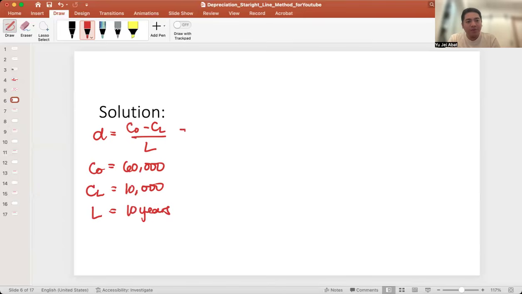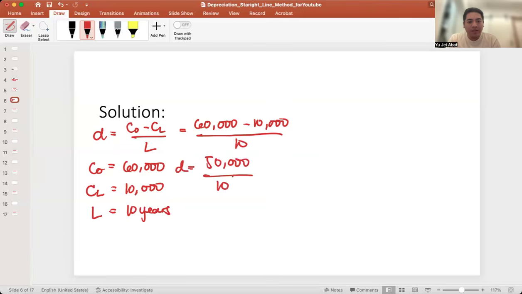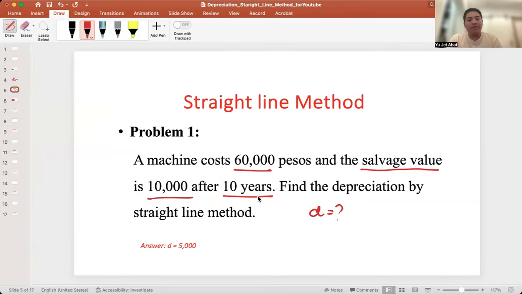So this is just simple substitution. You have first cost or original cost 60,000 minus the salvage value of 10,000 all over 10. Okay? Our answer would be 50,000 divided by 10. Of course, that would be 5,000 pesos depreciation every year. So that will be our answer, 5,000 pesos. Okay, that's for number one.